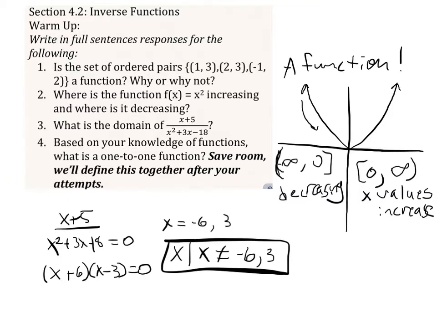And then number 4 here, I'd just like you to write down what you think a one-to-one function is. What do you think that means? Okay. We'll come back to this later. But give your best guess. Right. You might look it up and try to infer, and we'll talk about it some more.